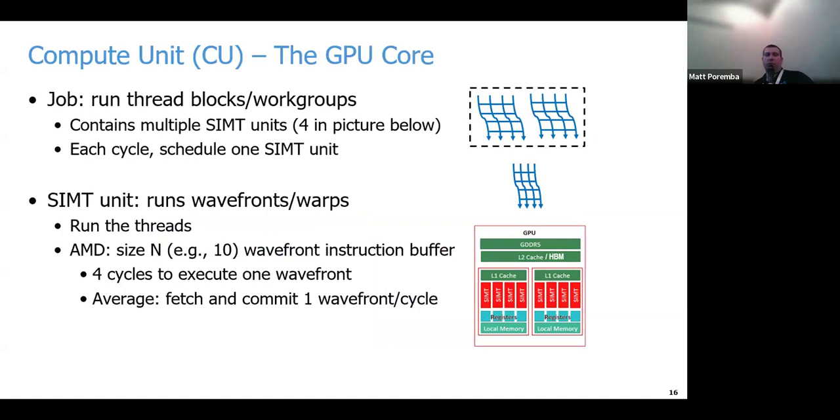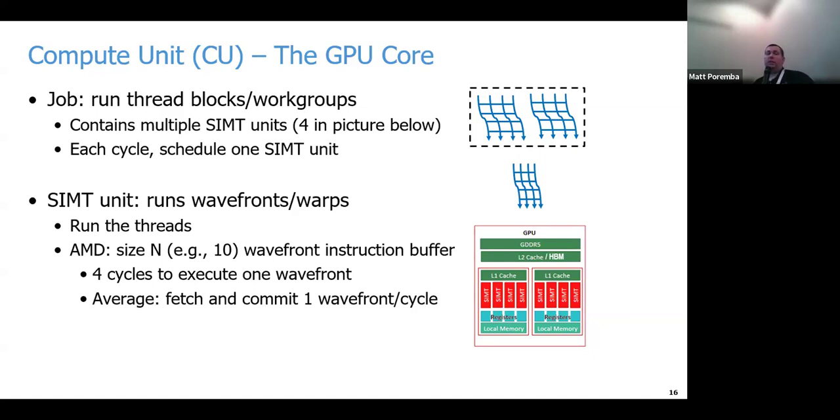To give you a few more details, the compute unit's job is to run those thread blocks or work groups, which means it has a bunch of SIMT units, which in the picture on the previous slide and on the right here are four. It doesn't have to be four. It can be a bigger or smaller number depending on what you're trying to do. But each cycle, the goal is that we schedule one SIMT unit with one group, wave or warp, of work. That's what the SIMT units are doing: running those wavefronts or warps, and specifically the threads within them.